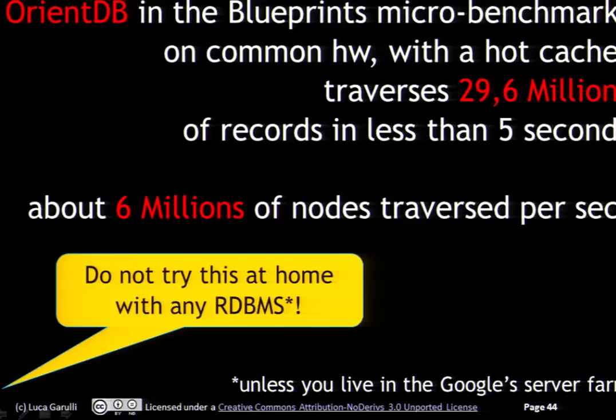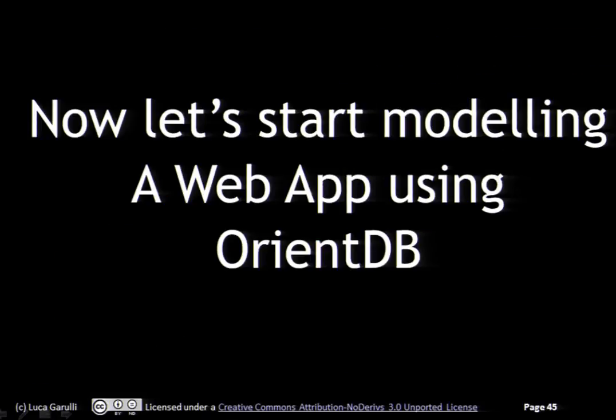This is just an example. If you run the Blueprints test cases, they show that OrientDB is able to traverse about 30 million relationships in less than 5 seconds. Don't try this at home with a relational database. Okay, this was a very, very short introduction to OrientDB. There are a lot more features about the product. Just go to the website, and if you are interested, look at the features, the wiki, the tutorials.